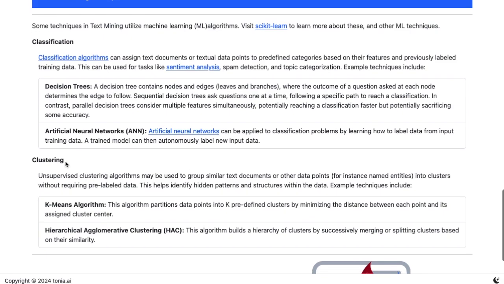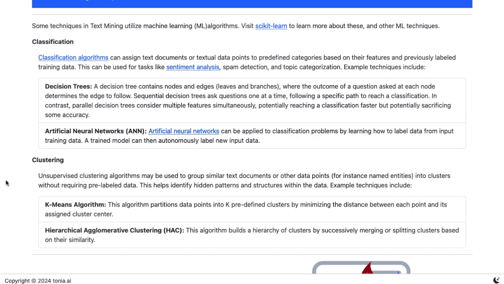We can also use clustering techniques for information extraction and text mining. Unsupervised clustering algorithms can be used to group similar text documents or other data points, for example, named entities. If we have named entities that we've extracted from our text, we may want to cluster those into similar groups. This does not require pre-labeled data, hence we call it unsupervised, whereas using labeled data resulted in supervised learning, like the classification algorithms we looked at.